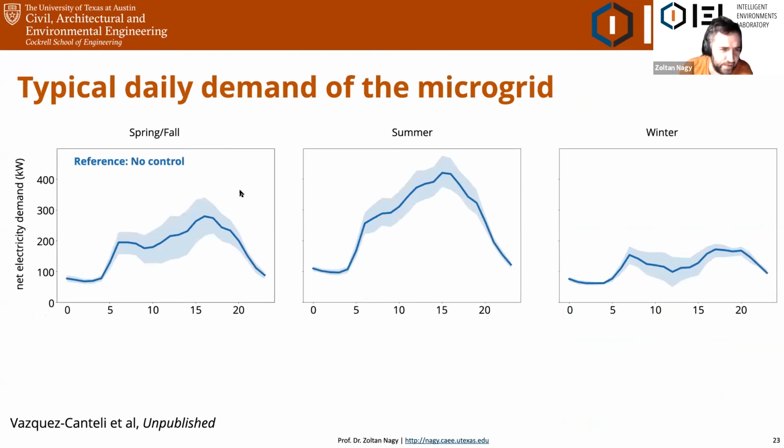So let's see. Here's the typical daily demand in the spring. You see the average, the black solid curve, and then the shaded area is the 25 and 75 percentile for the spring. In the middle is the summer, and on the right hand side is the fall. This is a reference, so there's no control here. So you see what you expect. You have the high peaks in the summer in the afternoon. There's a lot less demand in the winter, and then somewhere in between for the spring and fall.